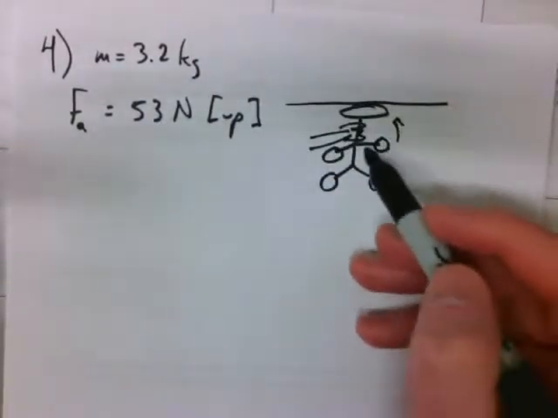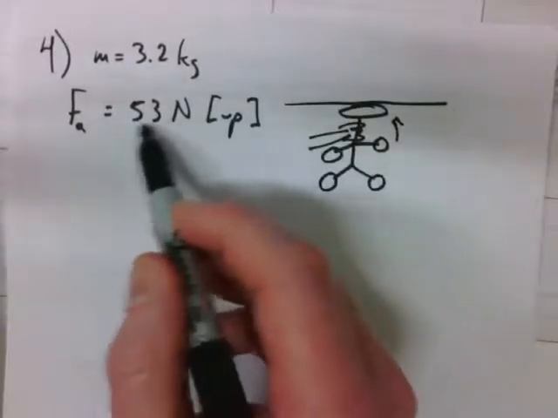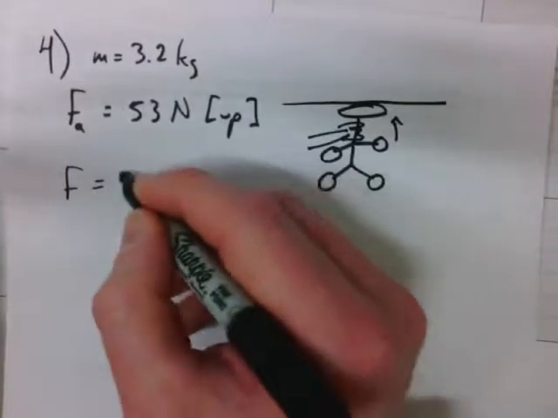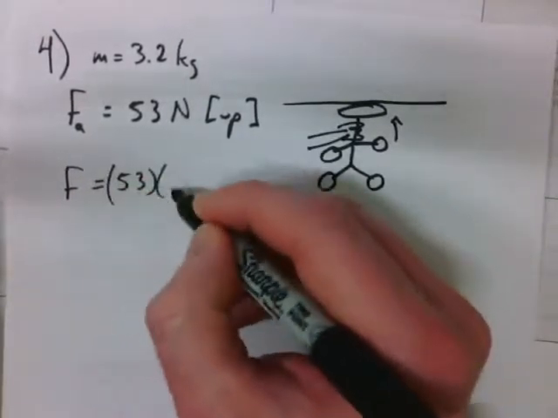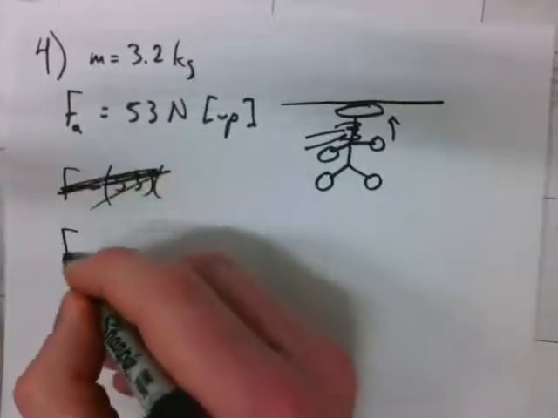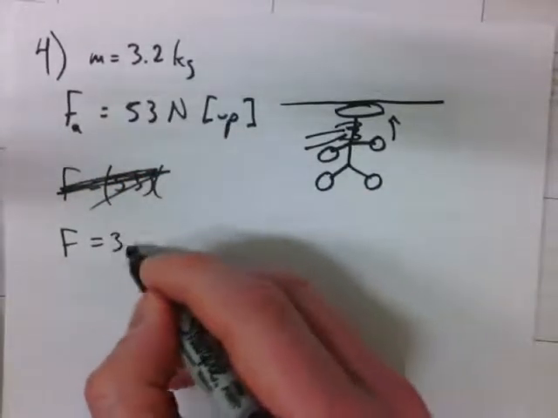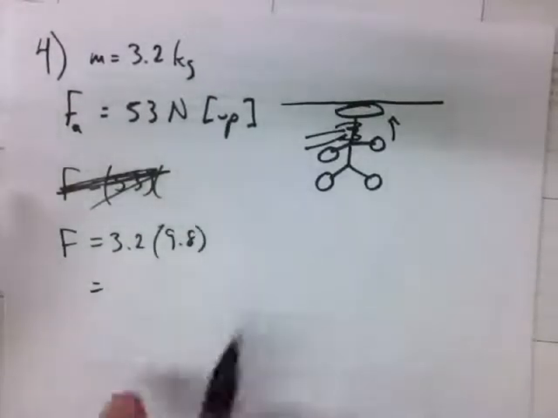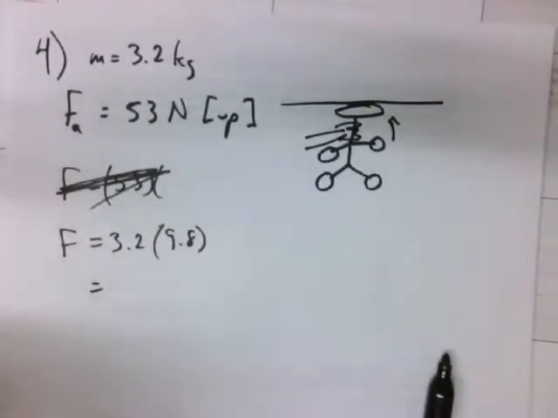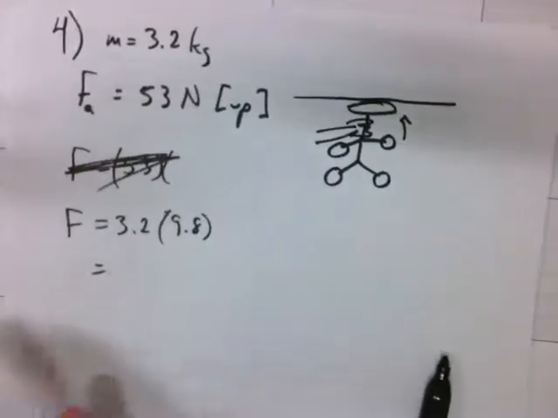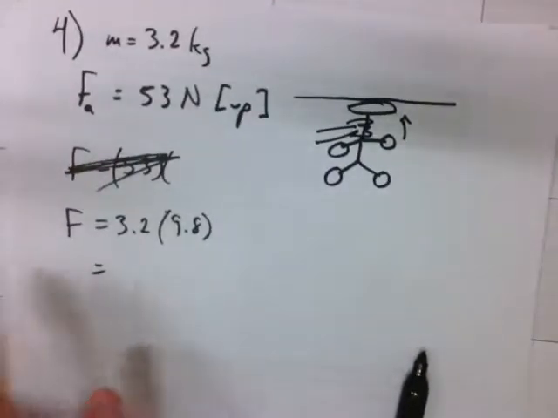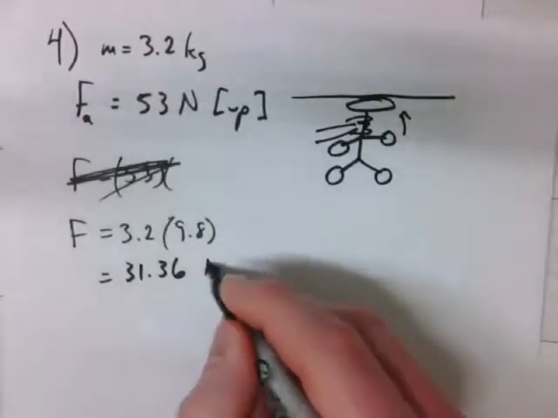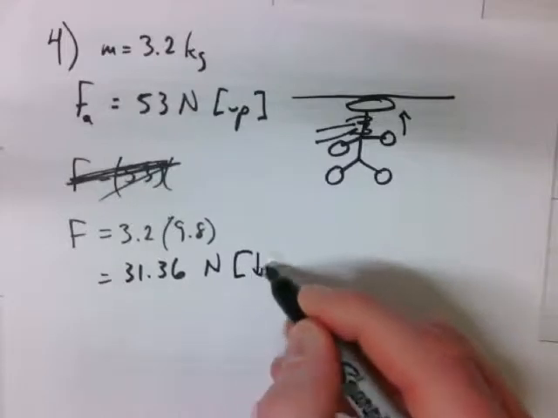Don't forget gravity is part of this situation, so they have to counter gravity. So think of it this way. What's gravity doing on this? Force equals 53, sorry, not 53. Force equals the mass, 3.2 times 9.8. So this is what gravity is doing. My phone went to sleep. I have to unlock it. 3.2 times 9.8 equals 31.36 newtons. This is gravity.